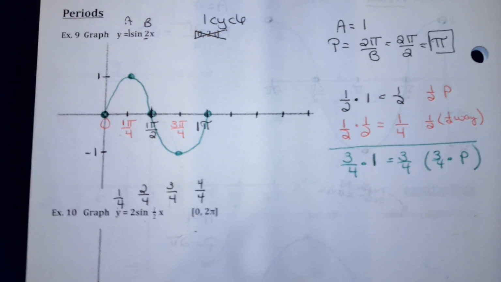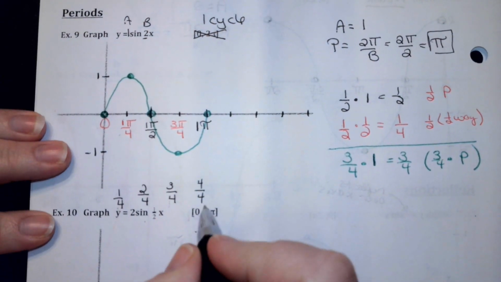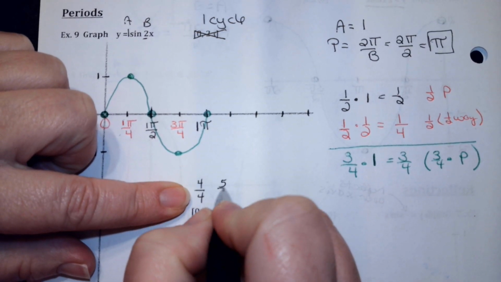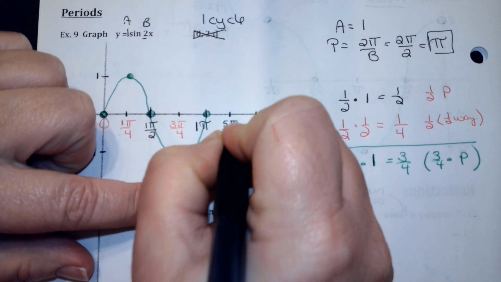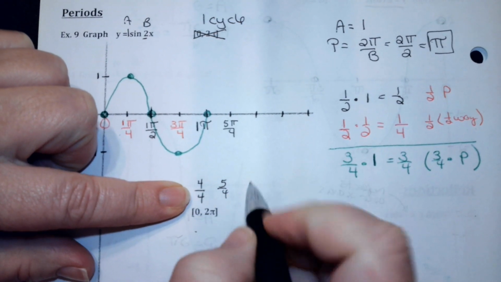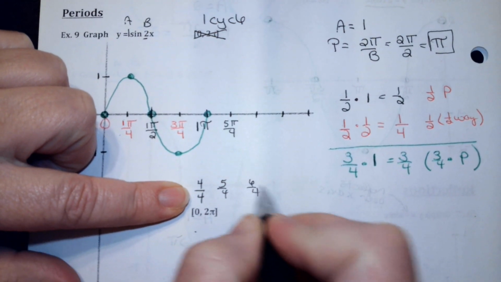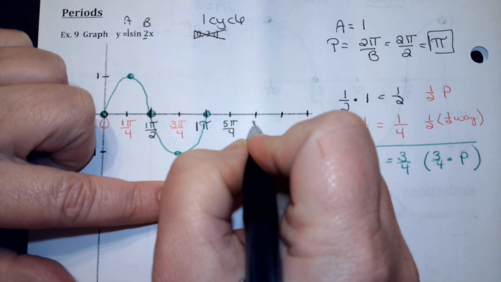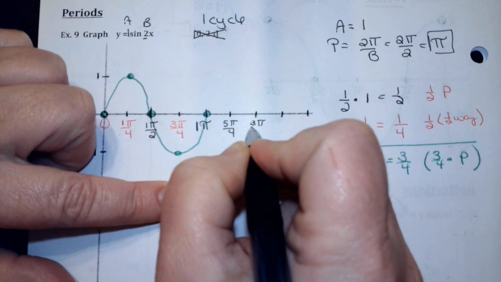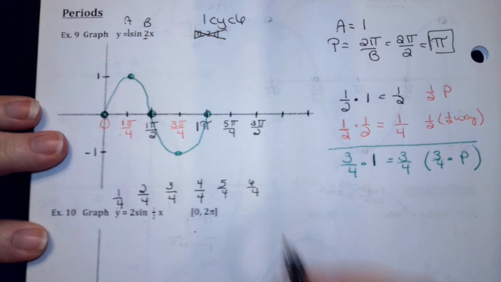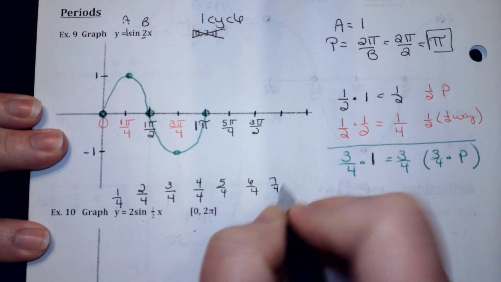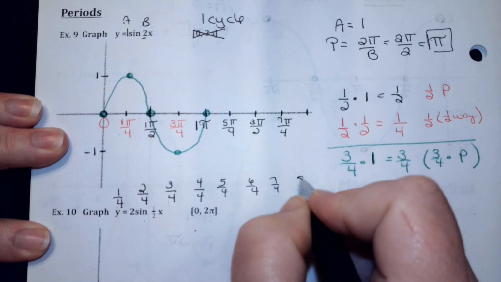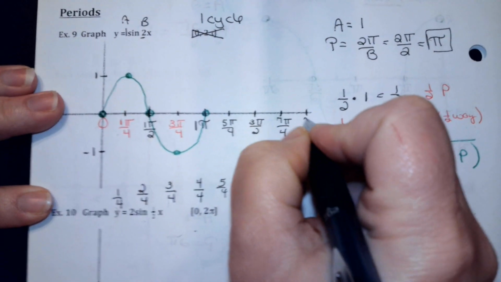All right, we need these other points. Okay, so if that one's 4/4, this one right here would be 5/4, so we get 5 pi over 4. This one right here would be 6/4, but 6/4 reduces by 2, so 6 divided by 2 is 3, and 4 divided by 2 is 2, so that's 3 pi over 2. This one would be 7/4, so 7 pi over 4. And this one would be 8/4, and 8 divided by 4 is 2.